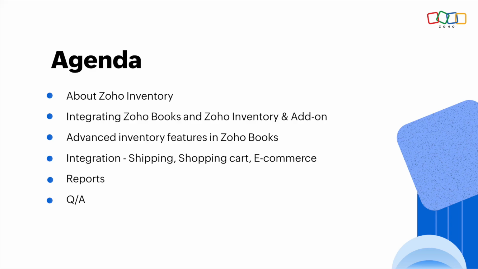So today's agenda would be, we'll be looking into what Zoho Inventory is basically, and how to integrate Zoho Books with Zoho Inventory, and what are all the add-ons available within Zoho Books with respect to Zoho Inventory. And we'll be looking into the advanced inventory features available in Zoho Books, and we'll see what are all the integrations with respect to shipping, shopping cart and e-commerce available in Zoho Books. And in the later part, we'll be looking into the advanced inventory related reports available in Zoho Books. And at the end of the session, we will be having a question and answer session, so you can post your questions there.